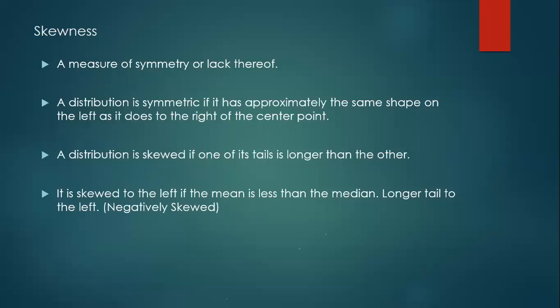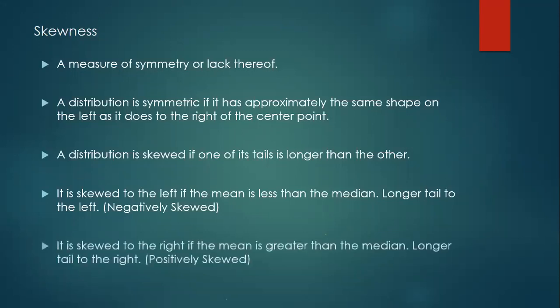Again, we have two types. It can be either negatively skewed or positively skewed. If it is negatively skewed, it means that it is skewed to the left. That is, the mean is less than the median. Therefore, the longer tail is to the left. Then if it is positively skewed, it means that it is skewed to the right. The mean is greater than the median, and the longer tail is to the right.